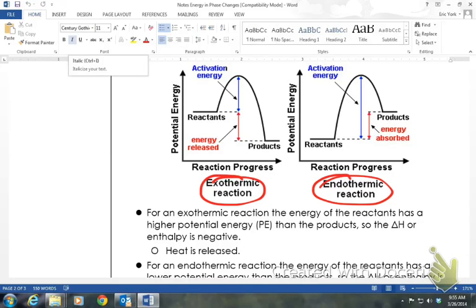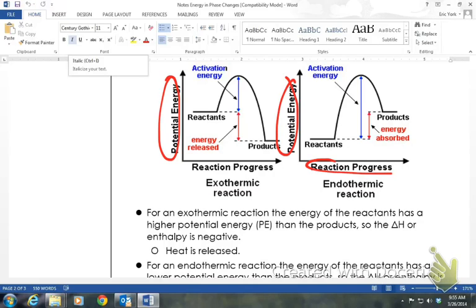They're very similar, but there are a few key differences as well. So first, let's talk about what's the same in each of these diagrams. Now, in both diagrams, we have potential energy on the y-axis, so potential energy is here, and then the reaction progress on the x-axis. So that's the same in both diagrams.